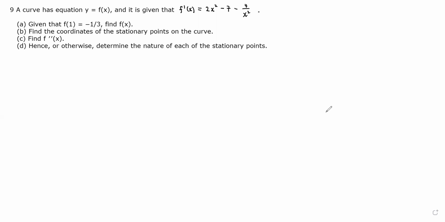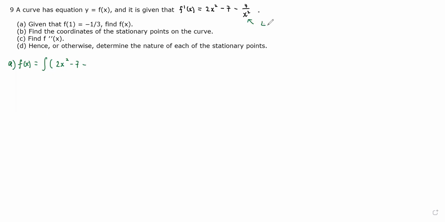A function f(x) has the first derivative f prime equals 2x squared minus 7 minus 4 over x squared. Part A, given that f of 1 is negative 1 over 3, find f(x). To find f(x), we find the integral of f prime x. So we integrate 2x squared minus 7 minus 4 over x squared.